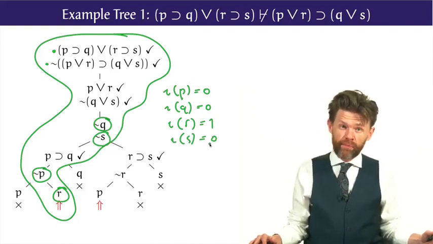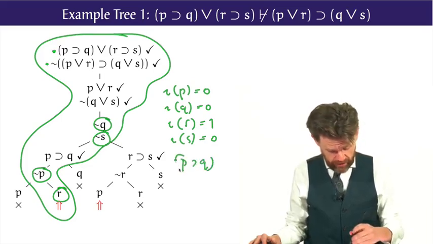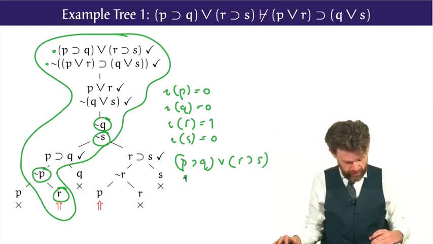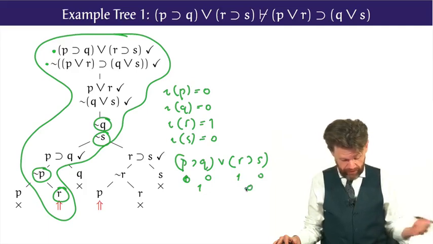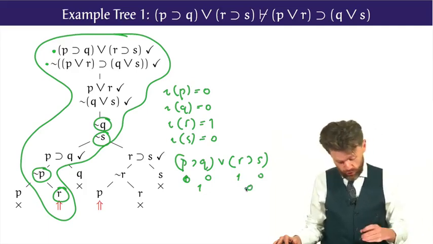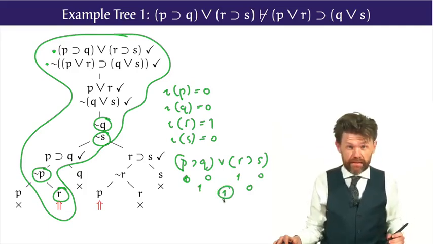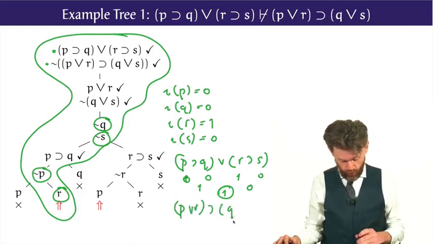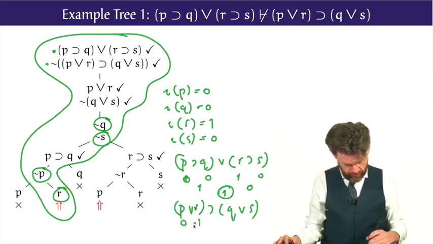And when you look at the premise and the conclusion of the argument, you'll indeed see that the premise turns out to be true. I could just plug these values straight back into the premise and see that if P is false and Q is false, then P implies Q is true. If R is true and S is false, then R implies S is false. So one disjunct is true, the other disjunct is false, so the whole disjunction turns out to be true. So the premise is indeed true, and if I look at P or R implies Q or S, I see that P or R is true because P is false and R is true.